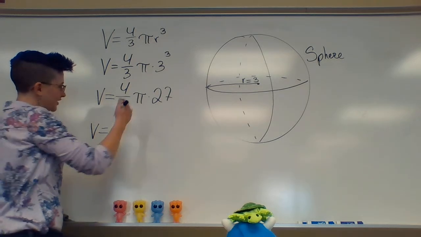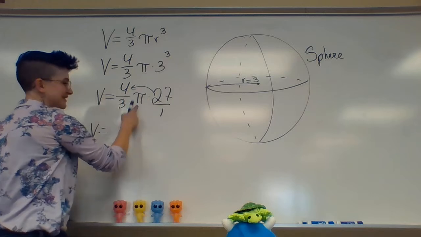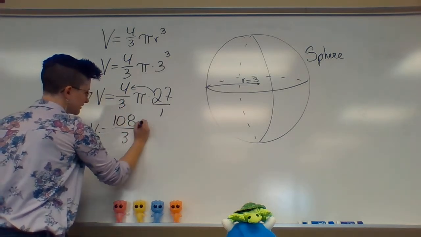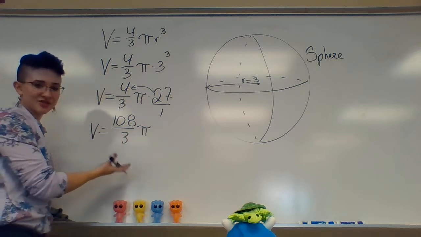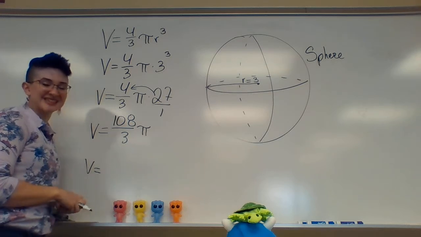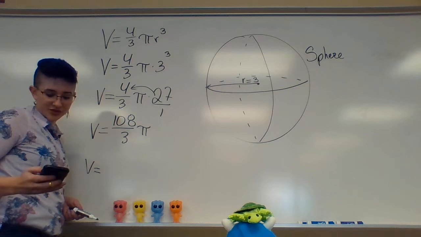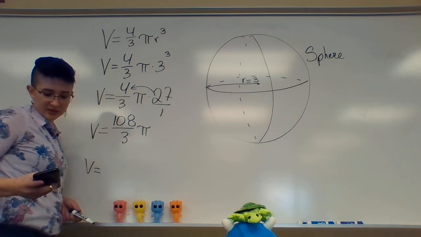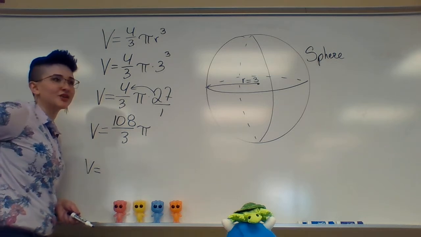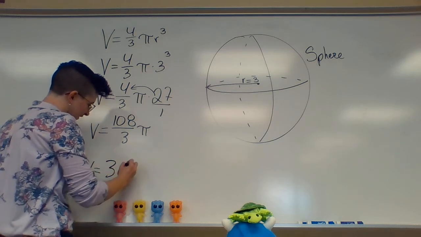And you're wondering why I did that. It's because 27 over 1, we multiply across, ignore the pi for now. We're going to have 108 over 3. Again, just ignoring our pi, it just kind of hangs out there. And then we do 108 divided by 3, which, if I recall, I'm pretty sure is 24? 36. Never mind, I was wrong. 108 divided by 3 is 36 times pi.